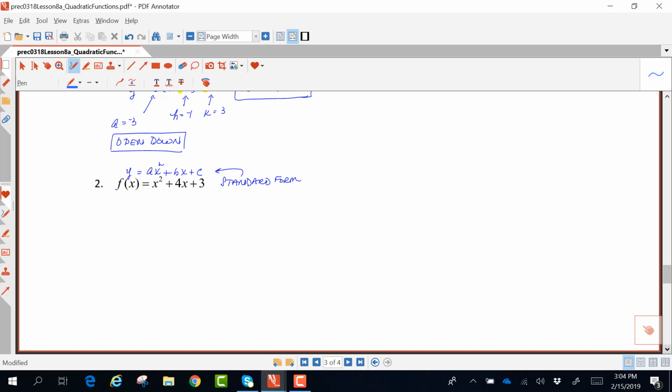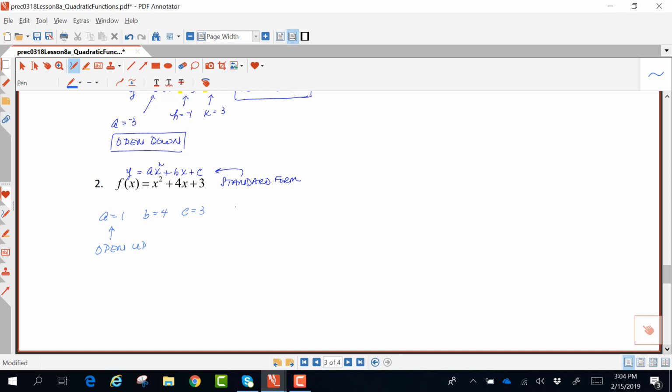So I'm going to explain the vertex before moving on. When you have your equation given to you in standard form, once again your a value is the coefficient of x squared, which is 1, your b value is 4, and your c is 3. If your a value is positive, then your parabola will open up.